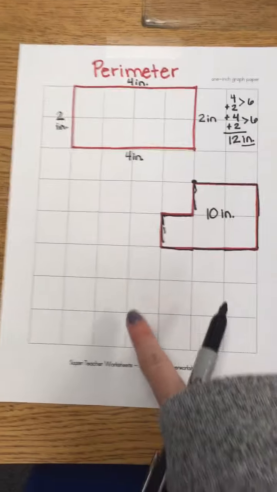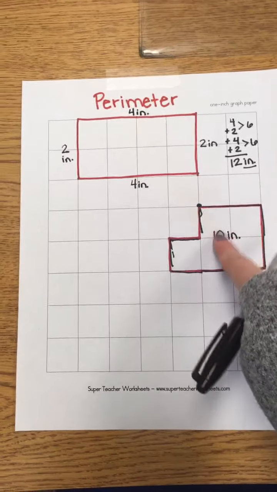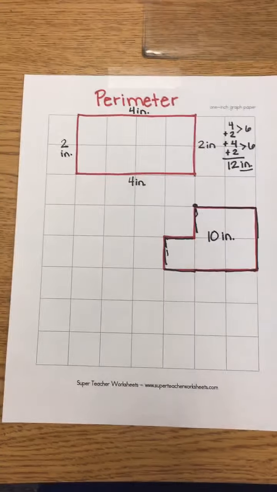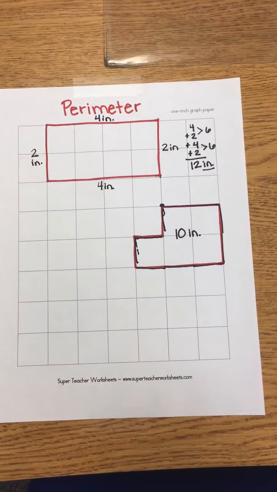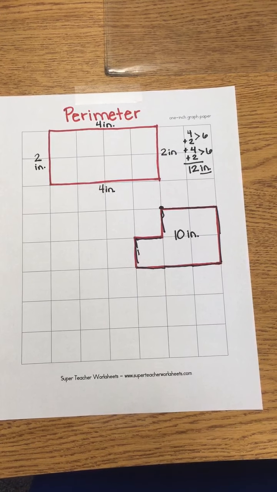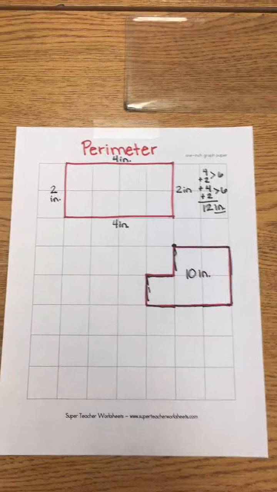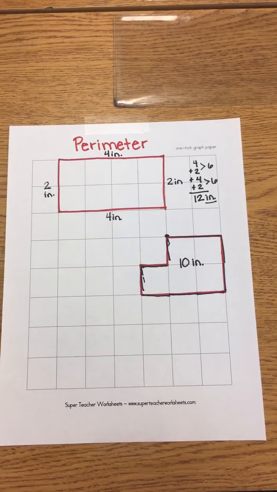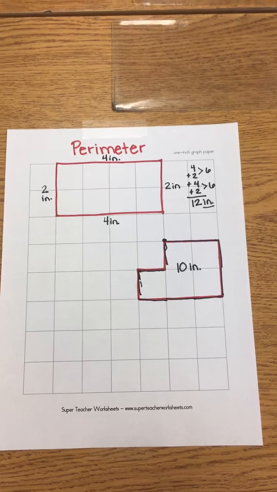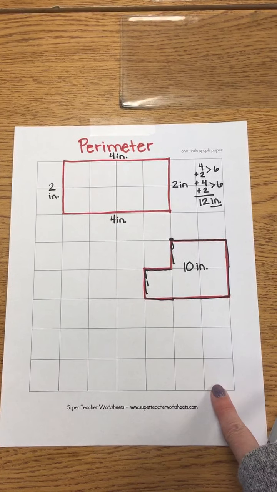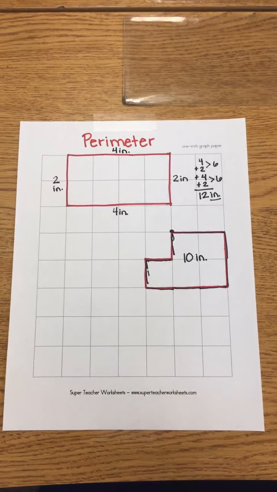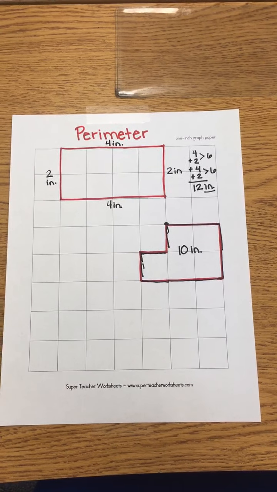Okay, if you have your paper and you didn't do these, or you've got room on your paper, go ahead and try one. Draw yourself a shape, a rectangle, or you can try and get creative if you would like to, and practice some of those finding the perimeter. Only use one side of the paper because we're going to use the other side for a different lesson. Okay, so you can go ahead and practice that.